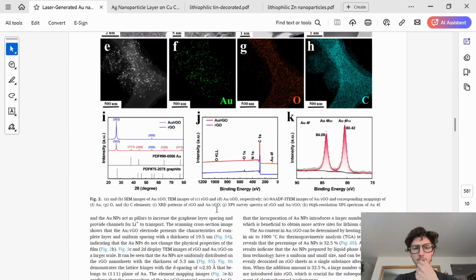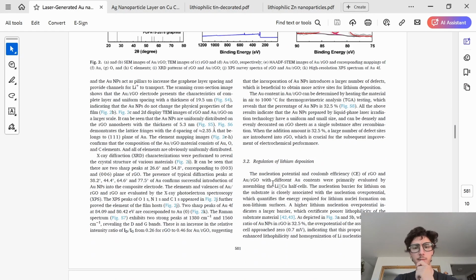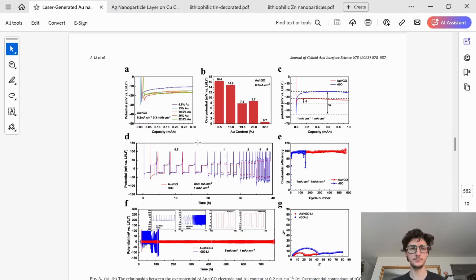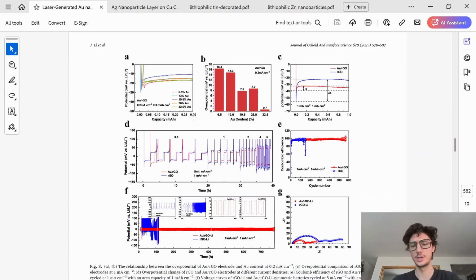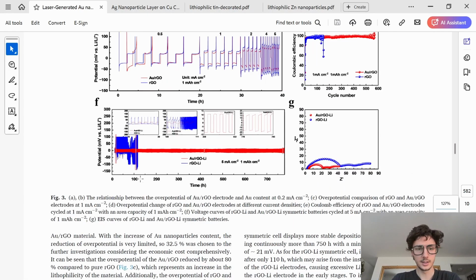XRD patterns of the reduced graphene oxide and gold reduced graphene oxide. XPS, survey of spectra, high resolution XPS. Okay, so some interesting characterization stuff. Let's move on. Regulation of lithium deposition. Interesting category. I'm not going to read through that too much. And we got this. This looks like interesting electrochemical results. So let's read them together.